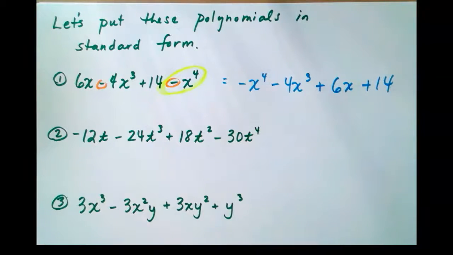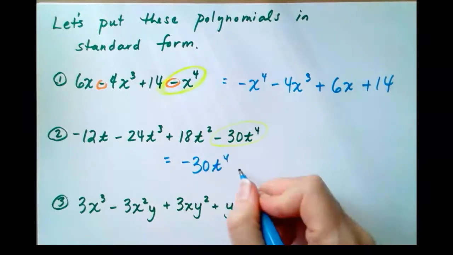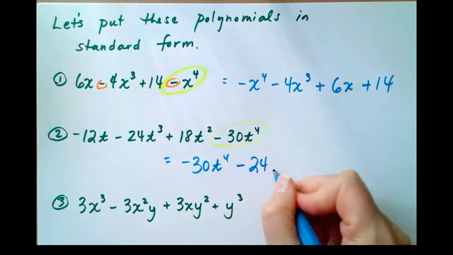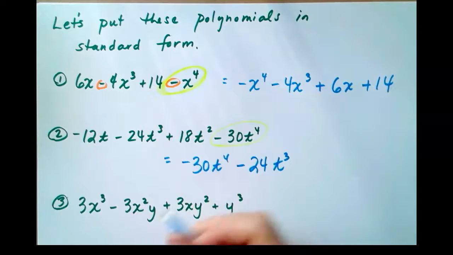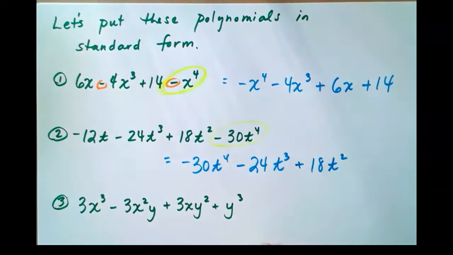1, 2, 3, 4. 4 terms again. The term with the highest degree, negative 30t to the 4th, put it up front. Next, we've got negative 24t to the 3rd, then plus 18t squared, and then minus 12t. So no constant in this one, but we're in descending order, 4, 3, 2, 1.